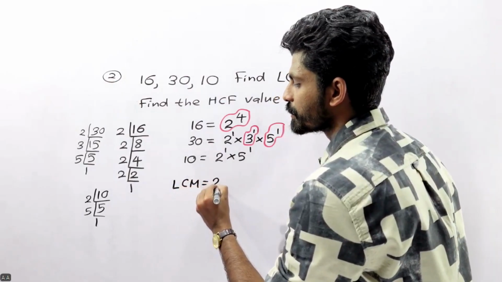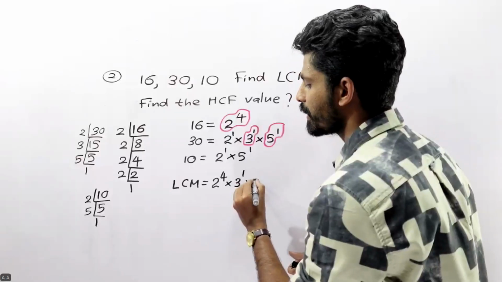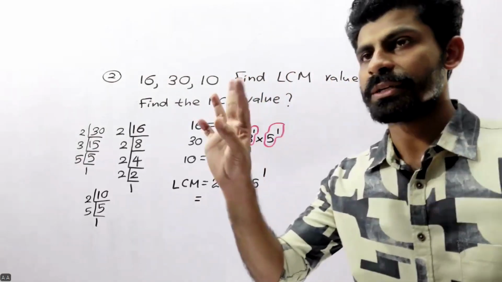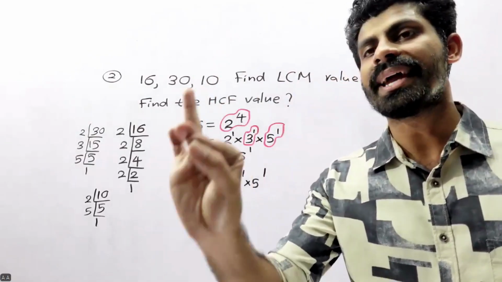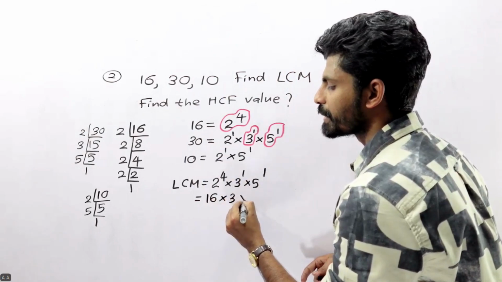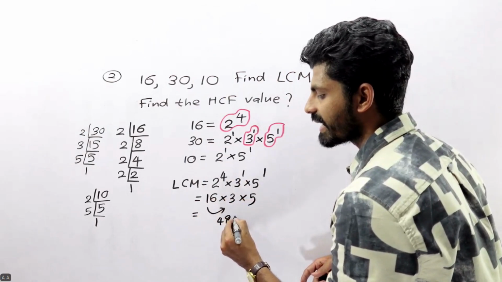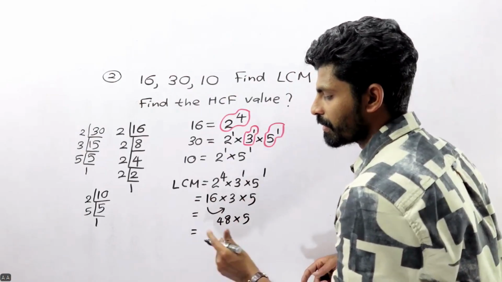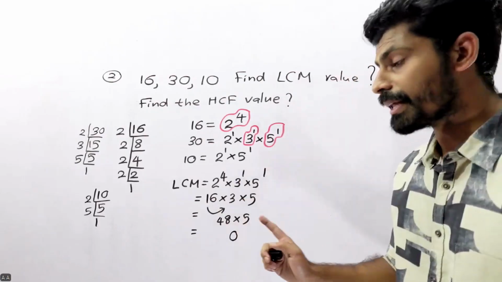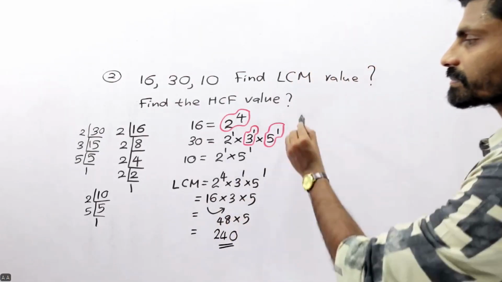LCM value equals 2 to the power 4 multiplied by 3 to the power 1 multiplied by 5 to the power 1. 2 to the power 4 means 2 into 2 is 4, 4 into 2 is 8, 8 into 2 is 16. 16 multiplied by 3 is 48. 48 multiplied by 5: 8 fives are 40, remaining 4, 5 fours are 20, so 240.